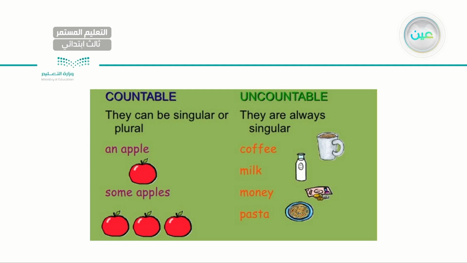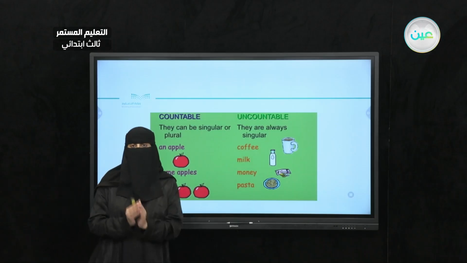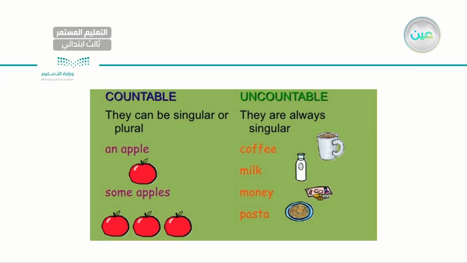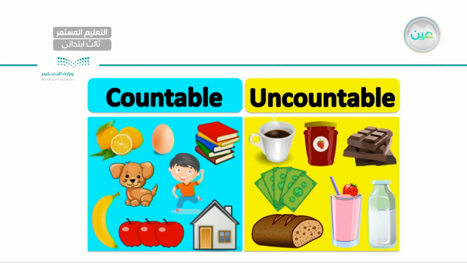So we don't have the plural form. We cannot add s. It comes only with a singular form. Coffee, milk, money, pasta, salt, sugar, water, juice, all these are uncountable nouns. Here are different examples of the countable and the uncountable nouns. As you can see here, we have chocolate, coffee, jam, a milkshake, milk, bread.